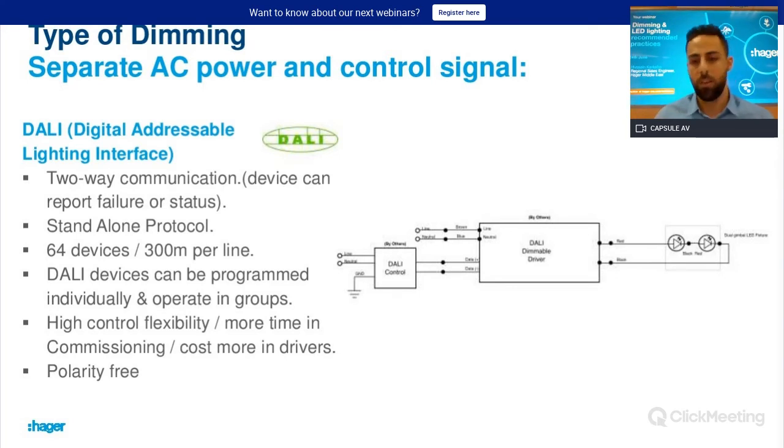Of course, when designing such systems, we know that if we exceed these limitations, we need to add splitters or repeaters in the projects. The DALI devices can be programmed individually and operated in groups, which gives you high flexibility in the control. But on the other side, it will consume more time in commissioning, programming and installation. The DALI drivers cost more than the 1 to 10 volt drivers. So this is one of the important points we need to keep in mind. It's polarity free, different from the 1 to 10 or the DMX, which will come later.